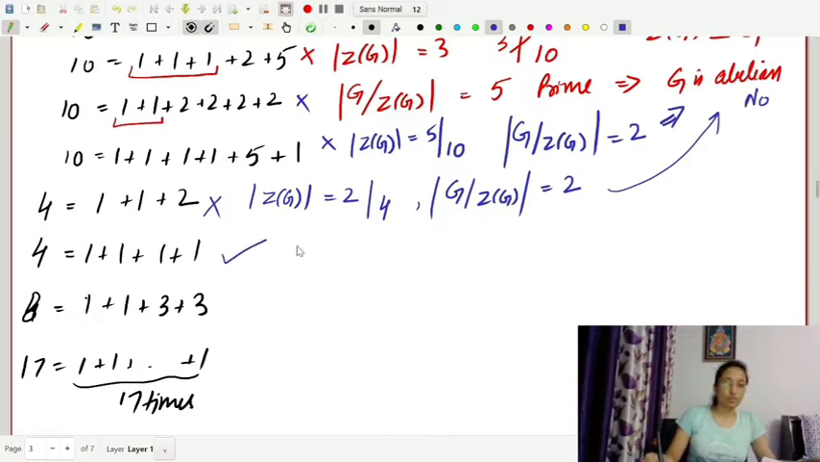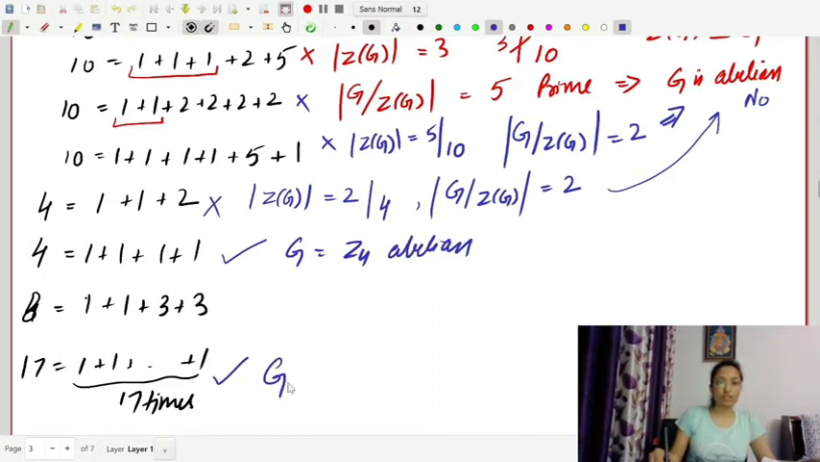This can be a class equation for G equal to Z4, which is an abelian group, and similarly this can also be for G equal to Z17, which is also an abelian group. This cannot be the case.